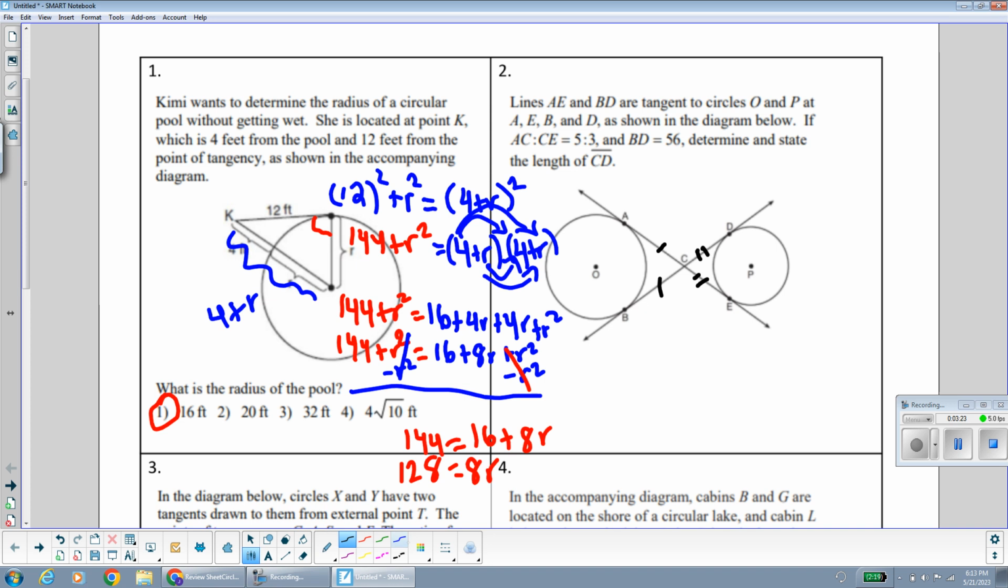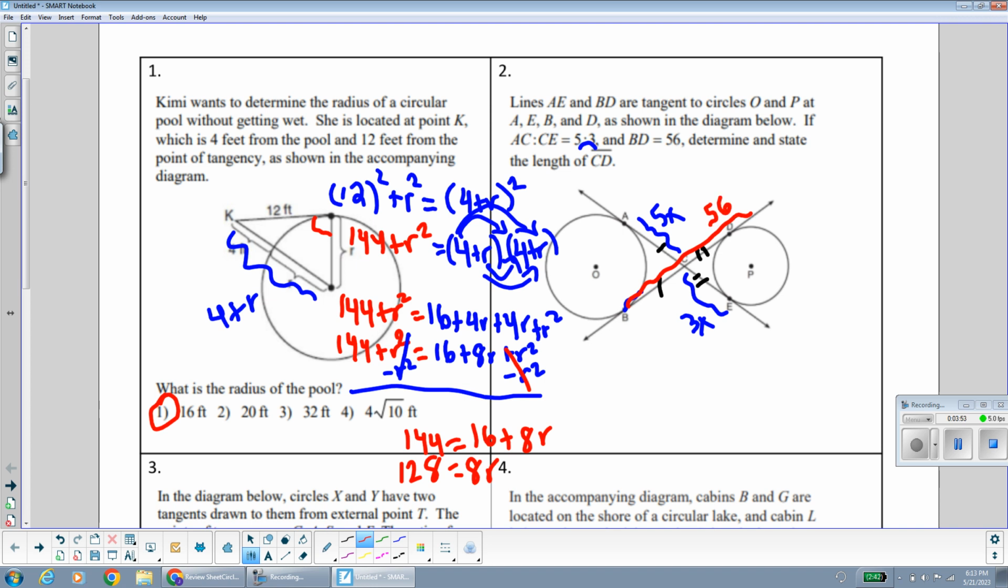Now, they also tell us the ratio of some of the segments. The ratio of AC to CE is 5 to 3. So I'm going to represent the 5 part as 5x and the 3 part as 3x. And they also tell us the entire length of segment BD has to equal 56.